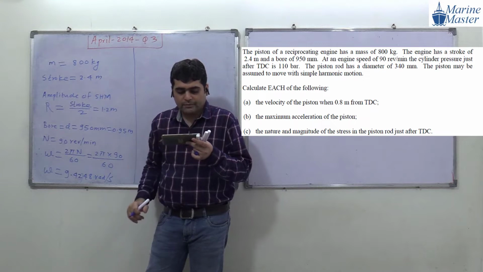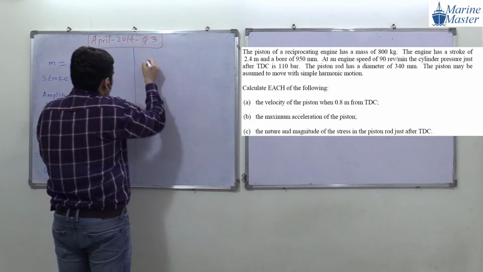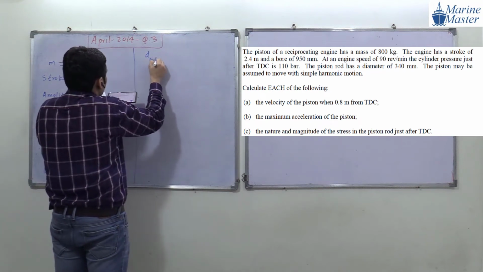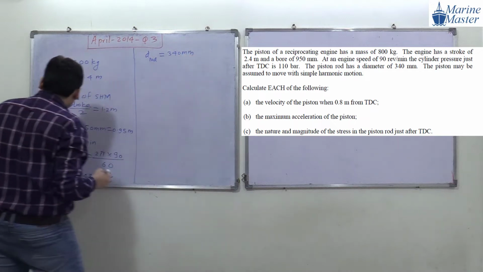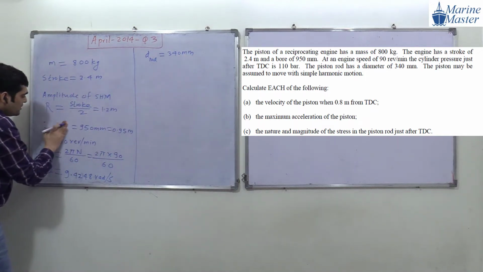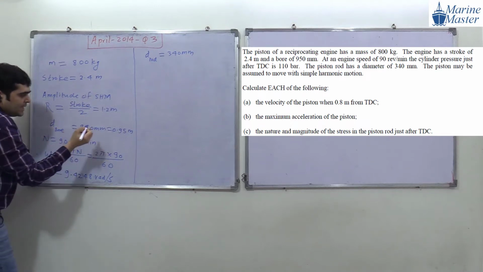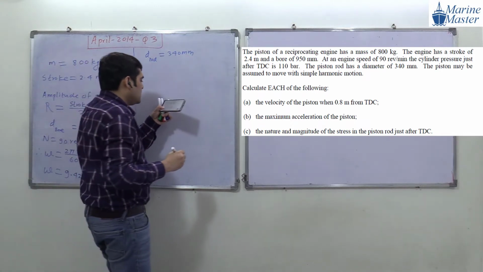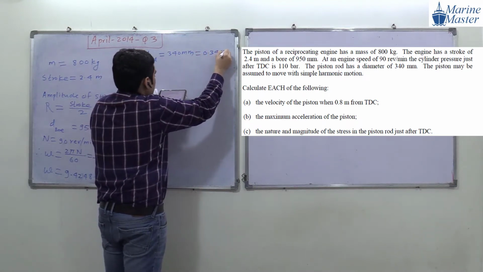Then the piston rod diameter. The dia of rod is how much? We will see where we need this dia. The dia of rod is 340 mm. See, here we have two diameters, guys. One is the dia of bore, which is 950 mm, and the dia of rod is 340 mm, that is 0.34 meter.